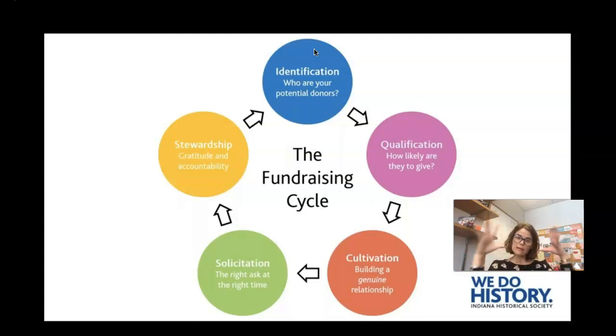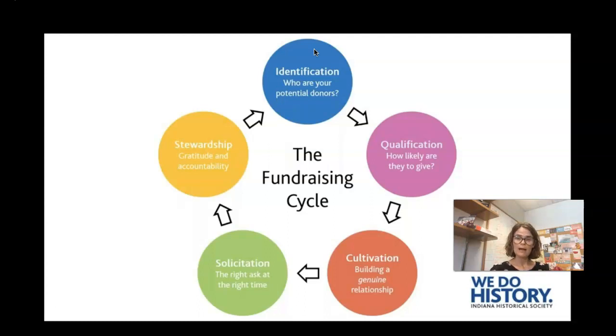Then once you have that broad list, you move to the next stage, which is qualification. How likely are they to give? So for example, if I work for Food Finders Food Bank, our local agency that deals with food insecurity, and they run many of the food pantries and do a lot of different programming, in some ways potential donors is everyone who lives in our community, right? Because people have a vested interest.